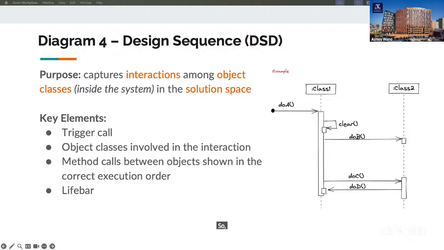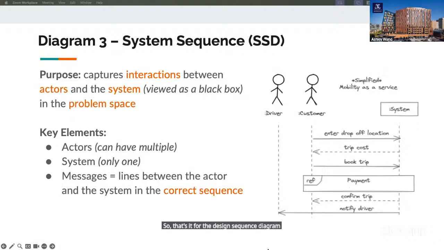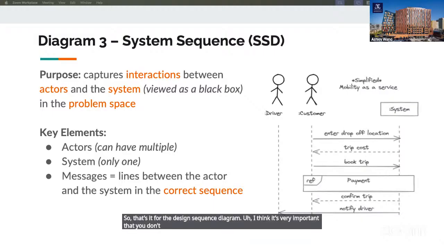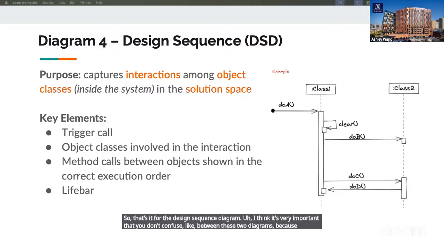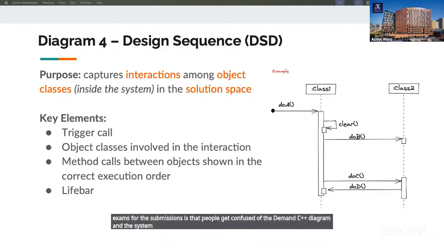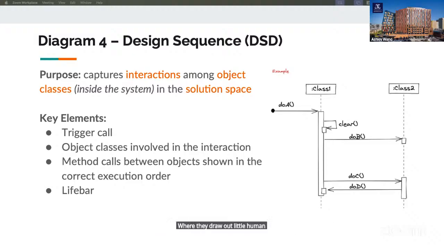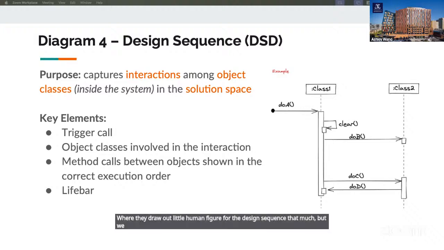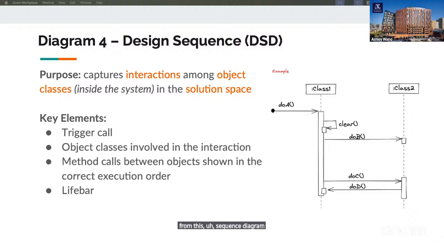So that's it for the design sequence diagram. It's very important that you don't confuse these two diagrams, because the most common mistake we see in the exams or the submissions is that people confuse the design sequence diagram and the system sequence diagram. They draw a little human figure for the design sequence diagram, but we actually expect to see a trigger call in this sequence diagram. So it's very important to familiarize yourself with the two different types of sequence diagram.